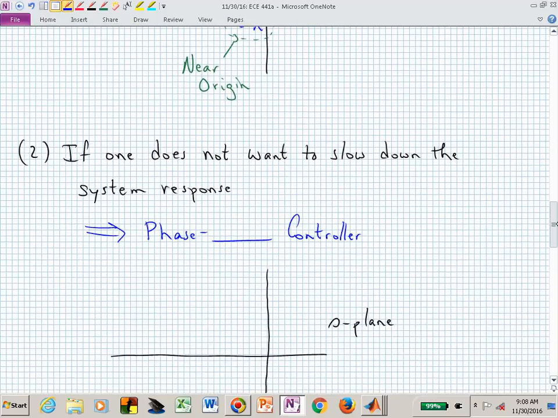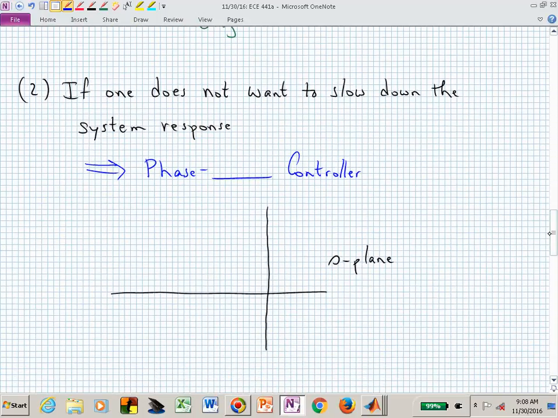Now, this one's very challenging. If one does not want to slow the system down, then what kind of controller do you want? All you have to have here is a little memory. What did we just say before? We said phase lag. What's the other one? Phase lead. Now what I may be asking you is, what does the pole-zero pattern of a phase lead controller look like in the S-plane? How do you put those on your S-plane?